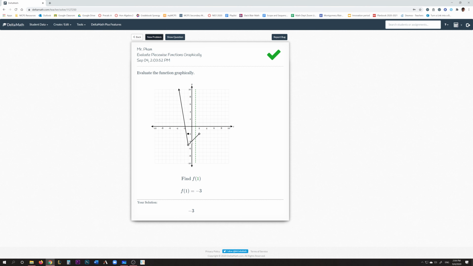And there's your answer. If, for instance, you were given a problem where it was f of 2, at 2 there is an open circle. So therefore at f of 2 it is undefined.